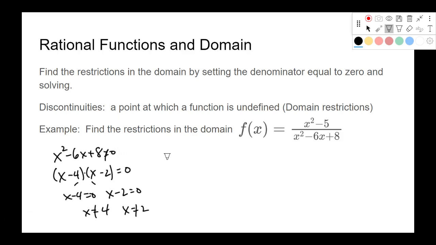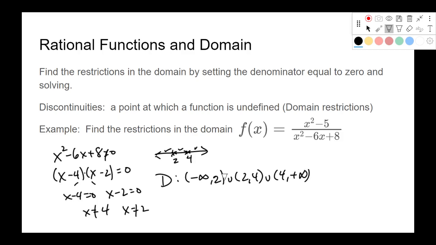So now to write my domain, that would be pretty easy, right? If you want to make a number line, just to make sure you know how to write it in interval notation. Can't be 2, can't be 4, but it could be anything in between. It could be that, it could be that, it could be that. So my domain is going to be negative infinity to 2 in the union with 2 to 4 in the union with 4 to infinity. So that's my domain. That's how I find domain. I've been doing it since chapter 1. It's the same thing you've been doing so far.